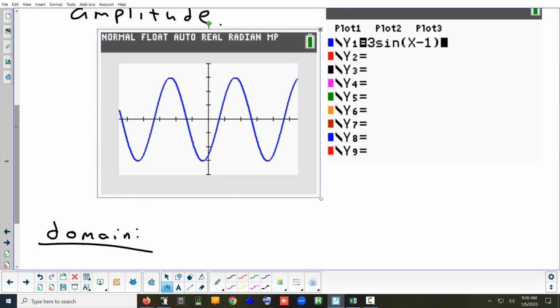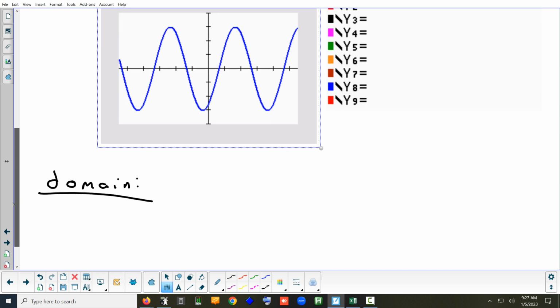Okay, Aiden, what's my domain for this one? All real numbers. Yep, it's all real numbers. Sine and cosine always have all real number domains, because again, you never have to lift your pencil when you're drawing. So domain, all real numbers. Right, how about my range?